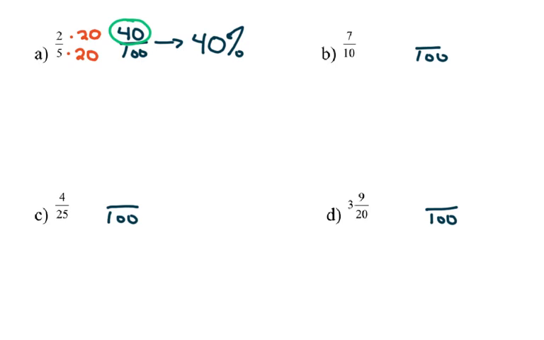For letter B, we need to go from 10 to 100. If we multiply 10 by 10, we get 100. Multiplying the bottom by 10, we must multiply the top, the numerator, by 10. 7 times 10 equals 70. As soon as we have a number over 100, we have our answer. 70 is 70%. 70 over 100 is 70%.